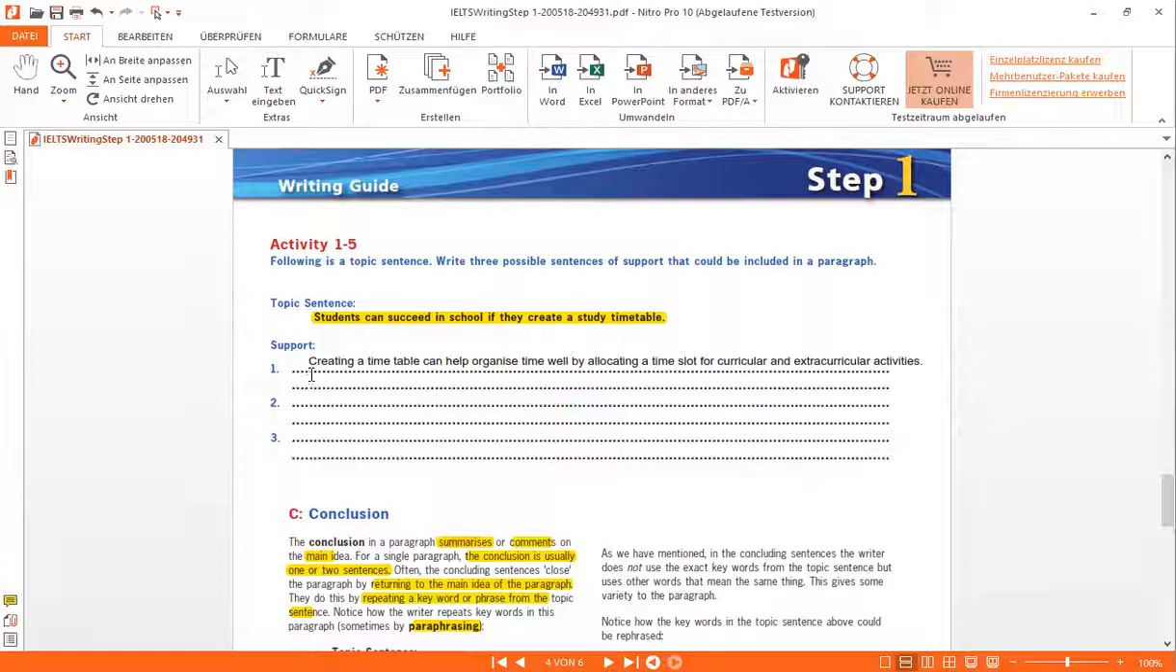I have written one for you. You can call this an example. You can also call it a further explanation. So my supporting sentence is, creating a timetable can help organize time well by allocating a time slot for curricular and extracurricular activities. So you can consider it as an example, or you can consider it as an explanation, all right? Try to use different tools.